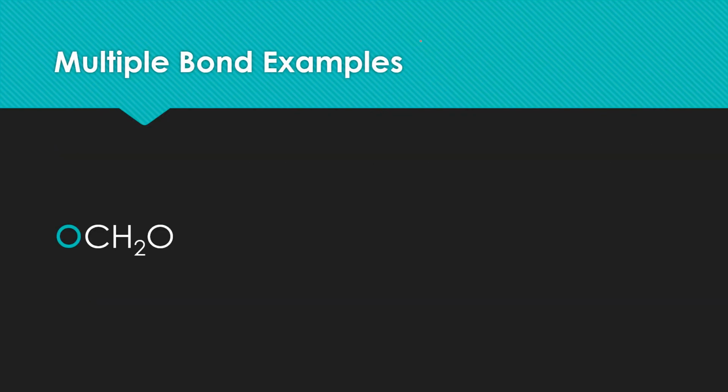Okay, let's try some. CH2O. Let's get our tally. Carbon has 4. Hydrogen has 1, but it's 2 atoms. And oxygen has 6. So 4 plus 6 plus 2 is 12 electrons. So this is what we got. The carbon is going to be in the middle. Hydrogens are going to be on 2 of the spots. And the oxygen is going to be elsewhere.